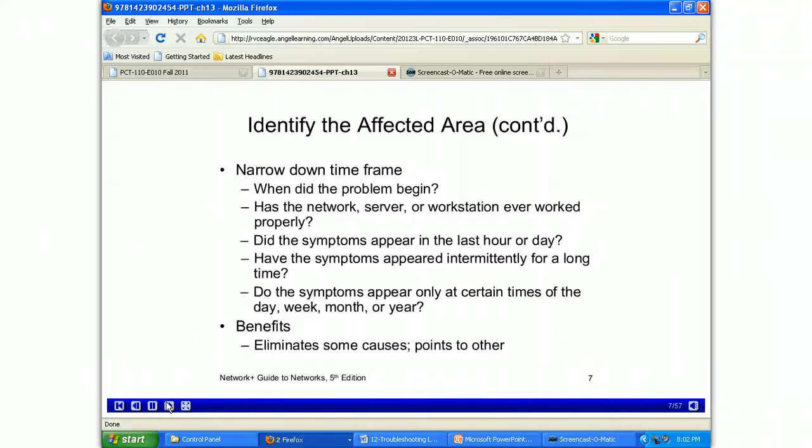Okay? Has a network server or workstation ever worked properly? Did the symptoms appear in the last hour or day? Have the symptoms ever appeared intermittently for a long time? Do the symptoms appear only at certain times of the day, week, month, or year? And benefits, this eliminates some causes and points to others by narrowing it down, okay? By narrowing it down to different time frames.